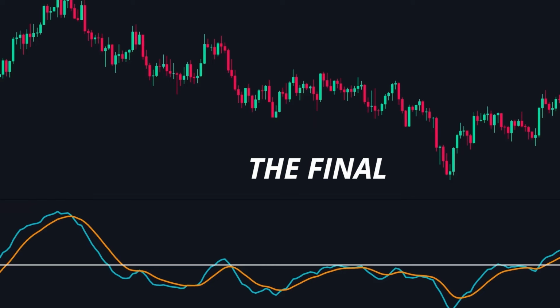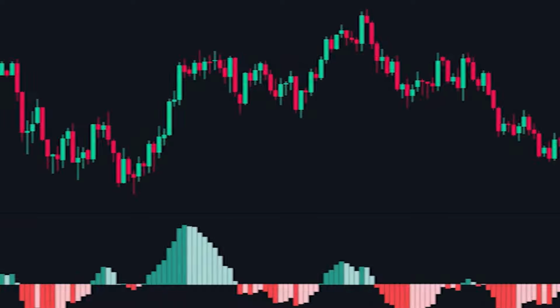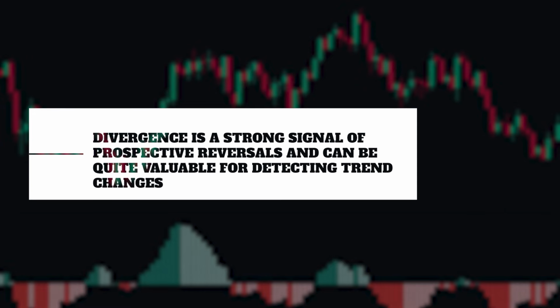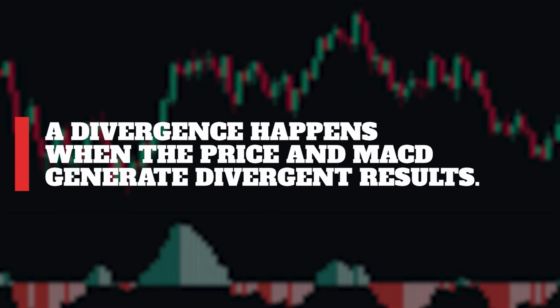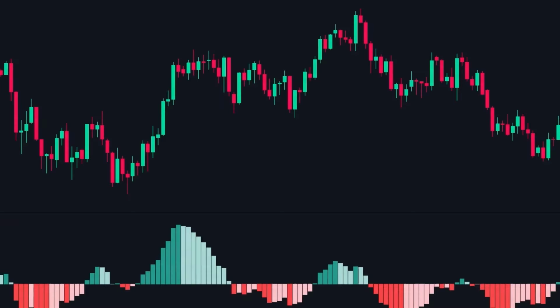Let's check out the final application. Divergence. Divergence is a strong signal of prospective reversals and can be quite valuable for detecting trend changes. A divergence happens when the price and MACD generate divergent results. These divergences will be identified using a histogram. There are two kinds of divergences, bullish and bearish.